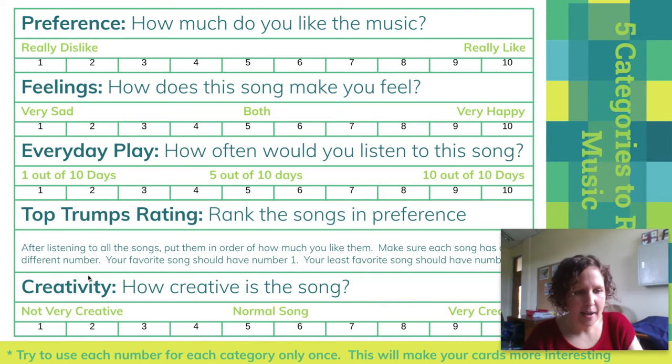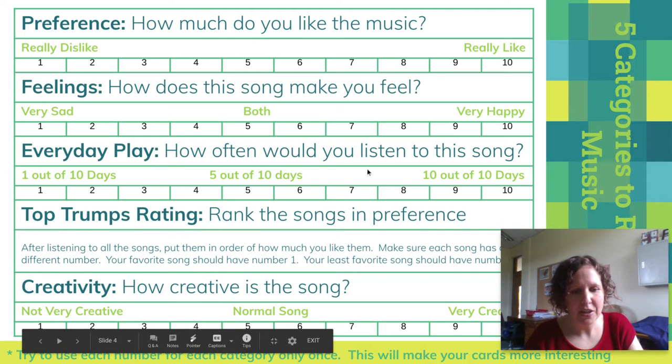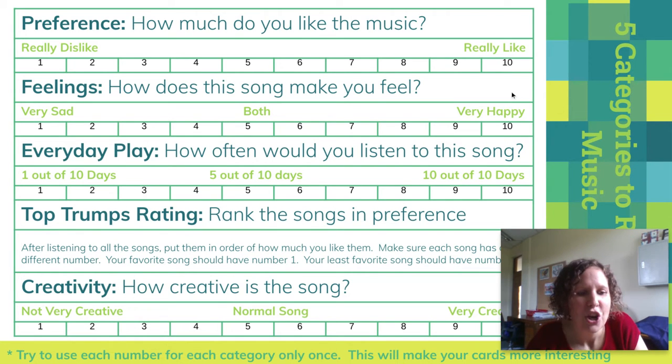Now, the tricky thing comes at the very bottom. If you read this bottom part, the part in yellow, it says, try to use each number for each category only once. So if you love all of the songs, you can't give them all 10s. You'll have to give 1 a 10 and 1 a 9 and 1 an 8. The idea is that you don't want to give the same number again and again. Now, if you accidentally do it, it's not a big deal, but your goal is for each category to try not to use the same number too many times.